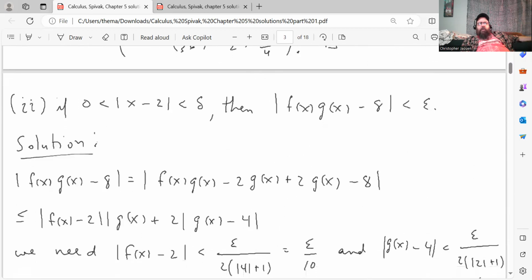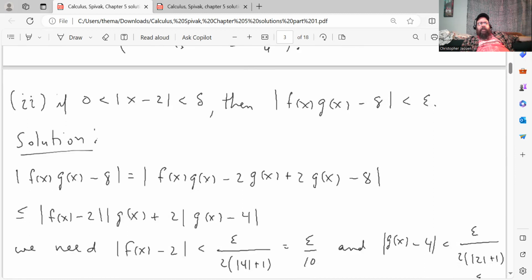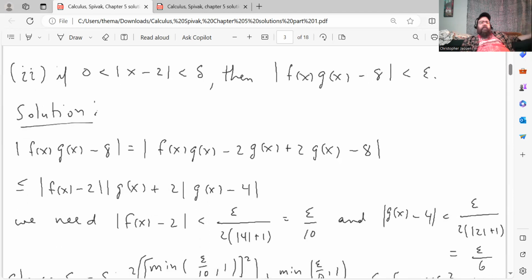Okay, here's part 2. If 0 < |x - 2| < delta, then |f(x)g(x) - 8| < epsilon. So again, we want to find the delta that works. Here's my solution. |f(x)g(x) - 8| is equal to |f(x)g(x) - 2g(x) + 2g(x) - 8|. Over here, it's like I added 0, so it doesn't change the value of anything.